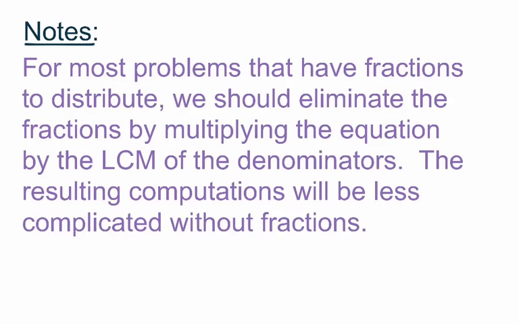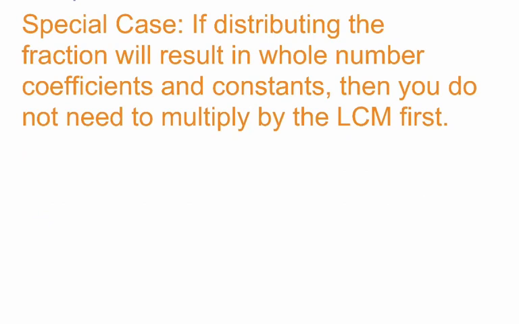We do have kind of a special case, however, depending on what the numbers that we're distributing to might look like. Alright, and so here is our special case. If distributing the fraction will result in whole number coefficients and constants, then you do not need to multiply by the least common multiple first. Now, let me show you an example of what that's going to look like.